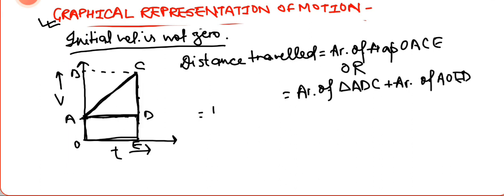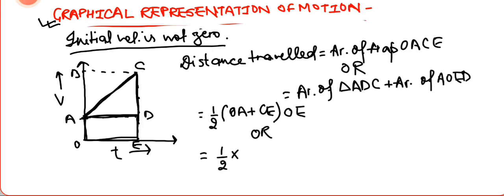Now here in both these cases, let's see the values first. Area of trapezium is equal to 1 by 2 into sum of parallel sides, that is OA plus CE multiplied by the distance between them, and the distance between them is OE. So this is the case of trapezium. Now let's see the second one. Area of triangle is equal to 1 by 2 into base into height. Base is equal to AD. AD can be written as OE.